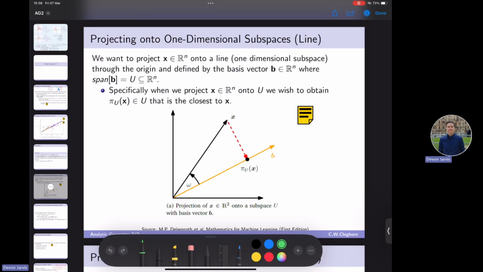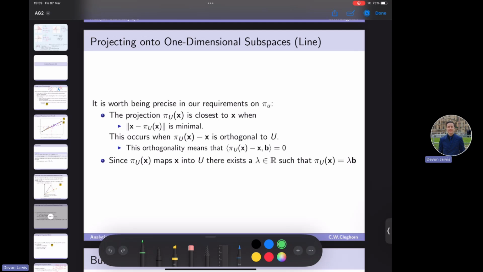Specifically, when we project X onto U, we wish to obtain the pi of U that is closest to X. Okay, so again, we're projecting by the pi onto the subspace U defined by our basis vector B, okay, and it's operating on X. So that's how we read that. It's a little bit notation-y, but that's the whole point. And so this is going to keep coming up. It's worth, at least for the next half an hour, having that notation in mind. That is this point along my basis vector that I'm projecting onto for X. And as you can see, once again, it's 90 degrees, so orthogonal projection.